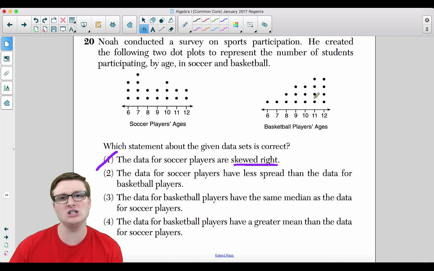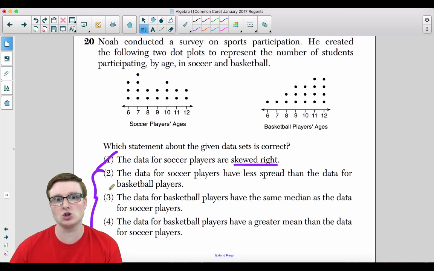All right, well, I can't really determine the median just by looking at this or this. I mean, I could assume for soccer players it's around 9-ish because it does look evenly distributed. But this, I don't know what the median is. And then the data for basketball players have a greater mean than the data for soccer. Okay, so clearly we need to figure out these 3 choices by plugging this in.